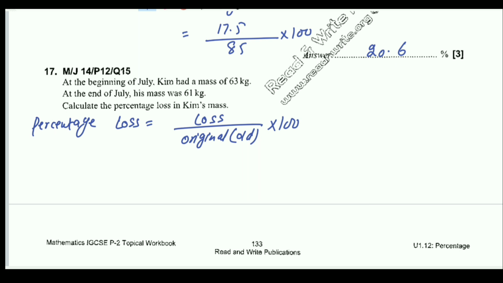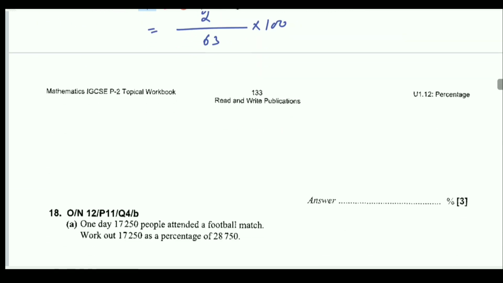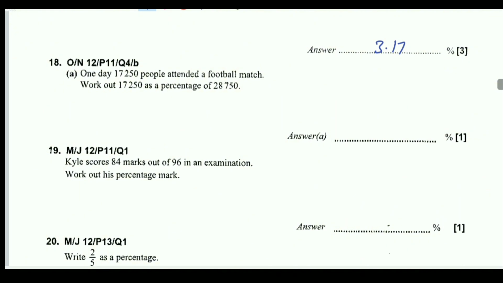So what is the loss? 63 minus 61 will be your loss, that is 2. Our original is 63 multiplied by 100. So the answer will be 3.717.